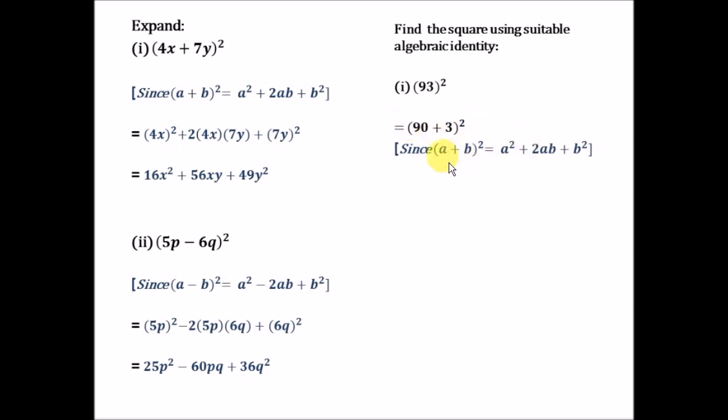And since a plus b whole square equals a square plus 2ab plus b square, so in place of a square, 90 square plus 2ab as 2 into 90 into 3 plus b square as 3 square. 9 9s are 81, and since we have 1 zero, after squaring we'll get 2 zeros. 8100 plus 2 3s are 6, 6 0s are 0, 6 9s are 54, that is plus 540 plus 3 3s are 9. So if we add everything, the result will be 8649. So we found the square of the number using algebraic identity.